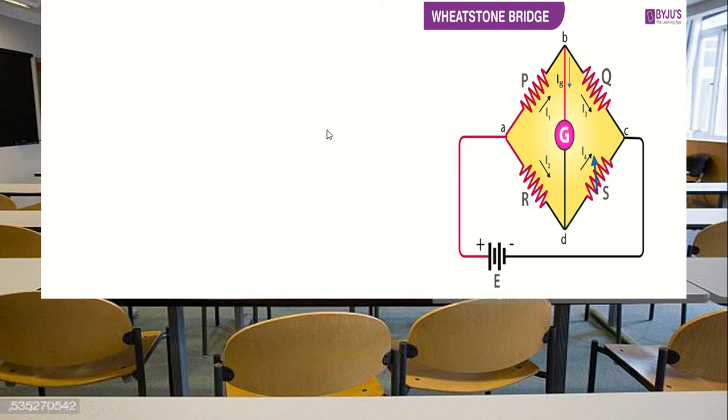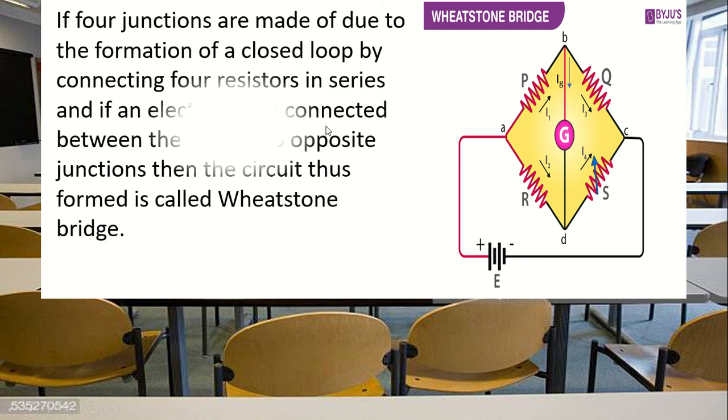This is the circuit of the Wheatstone Bridge. Four junctions are made due to the formation of a closed loop by connecting four resistors in series, and if an electrical cell is connected between two opposite junctions, then the circuit thus formed is called a Wheatstone Bridge. So this is the Wheatstone Bridge which I will explain today.